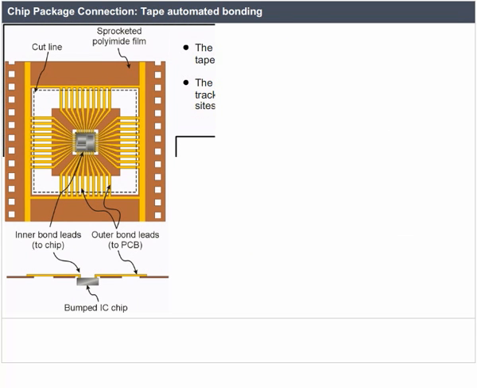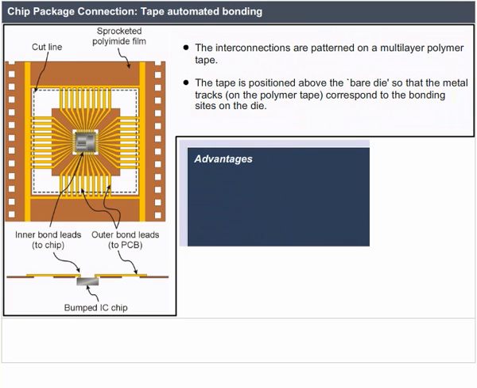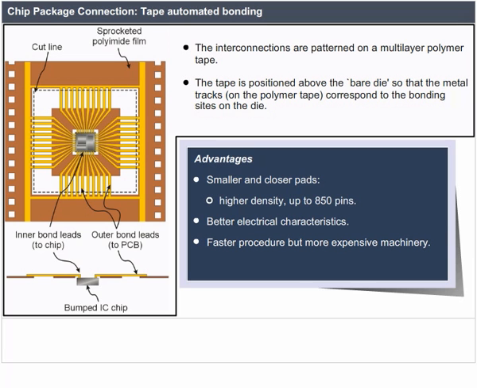Chip package connection: tape automated bonding. The interconnections are patterned on a multi-layer polymer tape. The tape is positioned above the bare die so that the metal tracks on the polymer tape correspond to the bonding sites on the die. Advantages: smaller and closer pads, high density up to 850 pins, better electrical characteristics, faster procedure, but more expensive machinery.